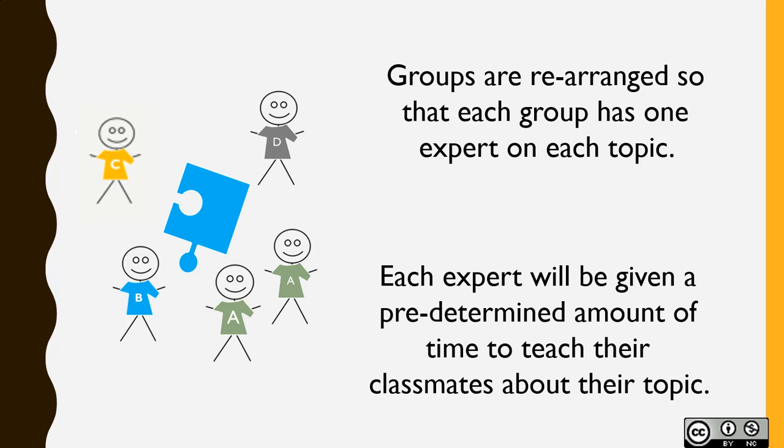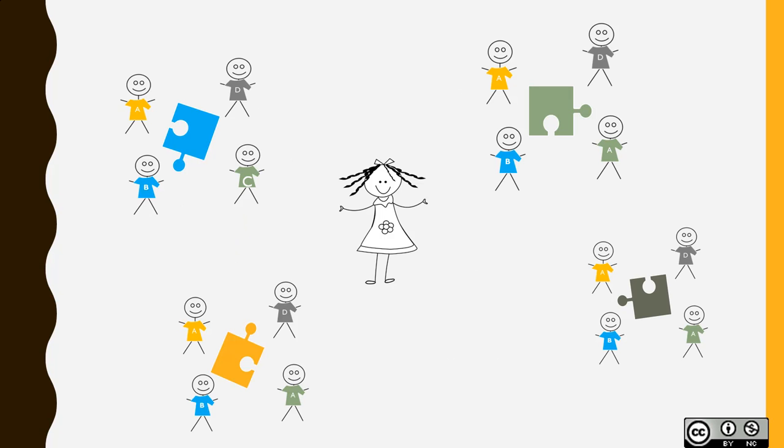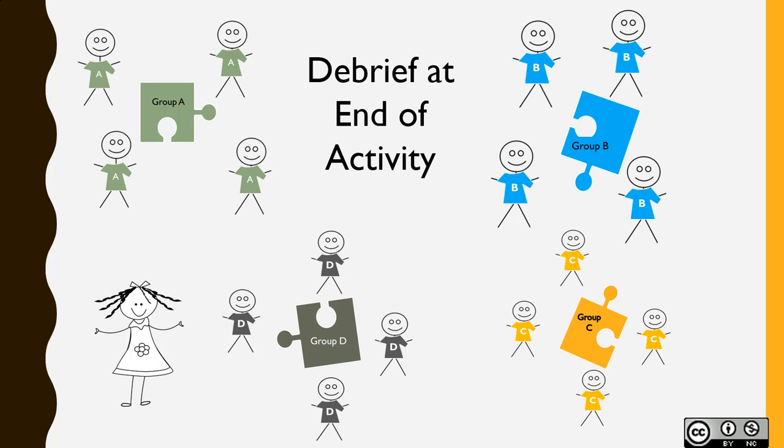If you have an odd number of students, that's fine. You can have 2 experts at one table if needed. So this is what your classroom will look like. Now you've got the same amount of groups, but the groups are mixed this time, and the students are communicating with each other and learning about the course material.